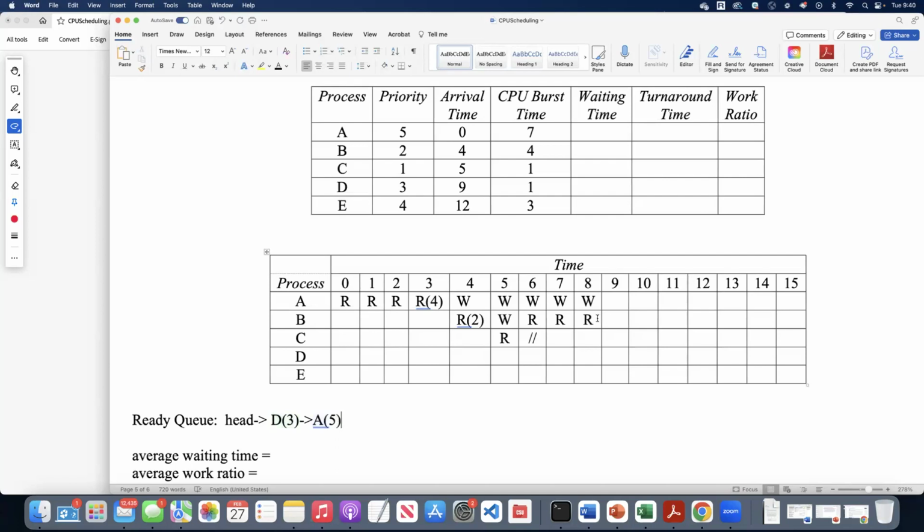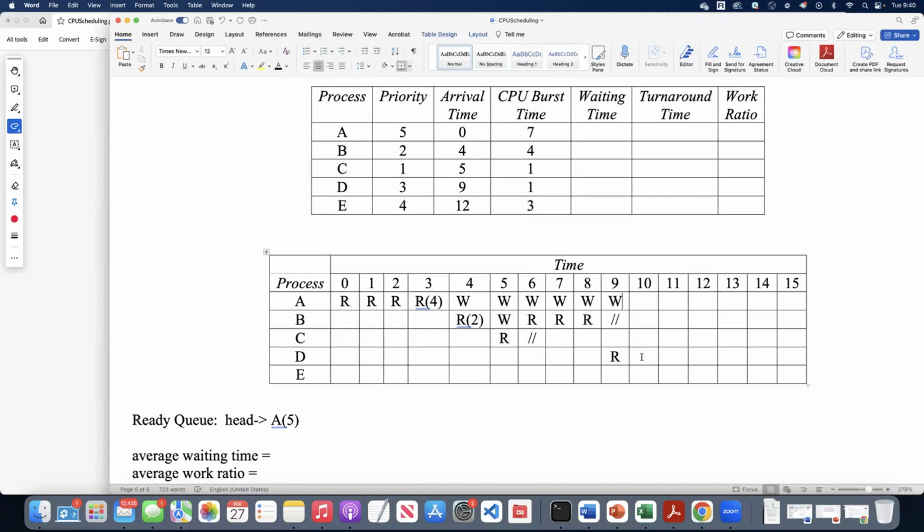Now, also at time 10, process B terminates. Process B has already run on the CPU for 4 time units. So process B terminates after 4 time units of CPU burst time. And now at time 9, process D is selected. Process D is running on the CPU. A is waiting in the ready queue.